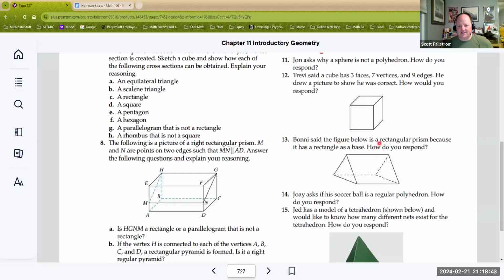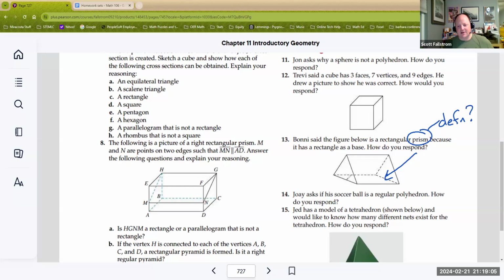All right. Lastly, Bonnie said the figure is a rectangular prism because the base is a rectangle. Okay. So this is a great chance for you to tie back in. What is a prism? What is the definition of a prism? Okay. Go back, find it. What does a prism look like? What separates a prism from other shapes?